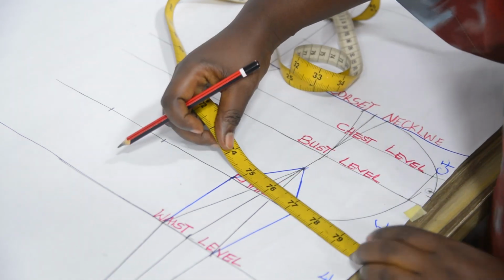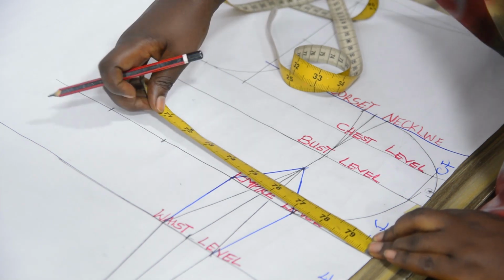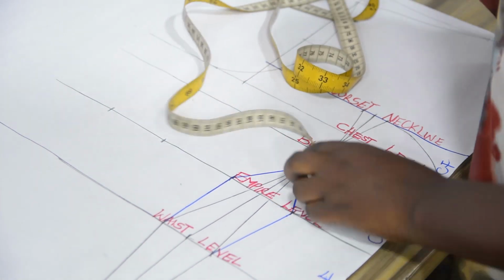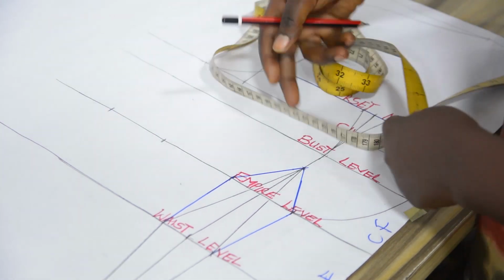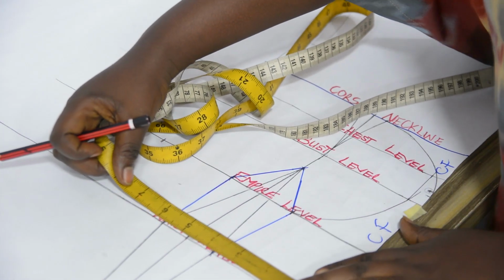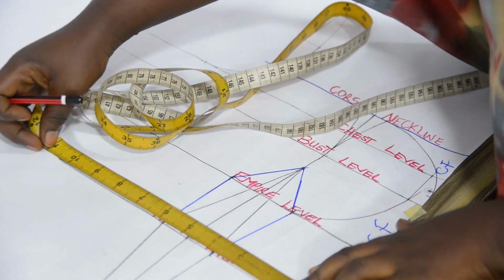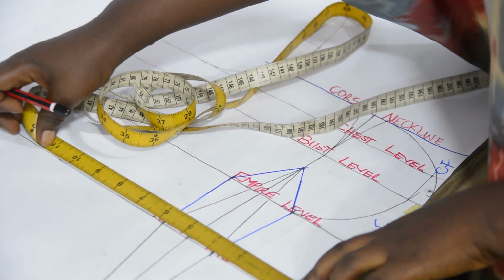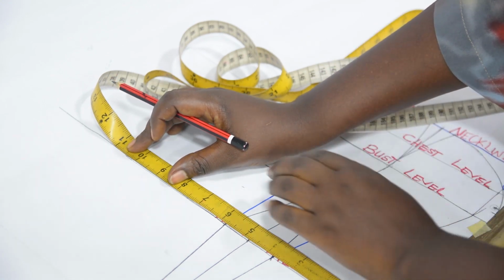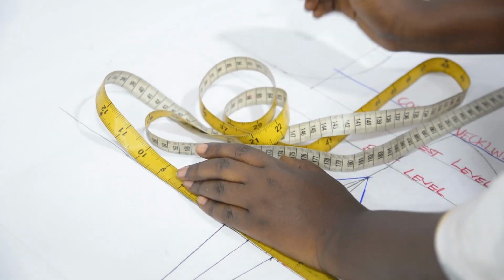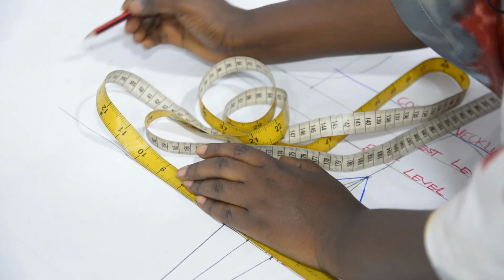So I have this done. I have quarter of the empire circumference measurement inserted plus my dart intake, which is 2.5 inches. Then on the waist level as well, I will insert quarter of the waist circumference measurement. Now let's assume I'm making this pattern in order to snatch the waist area. The waist circumference measurement I'm working with is 36 inches.